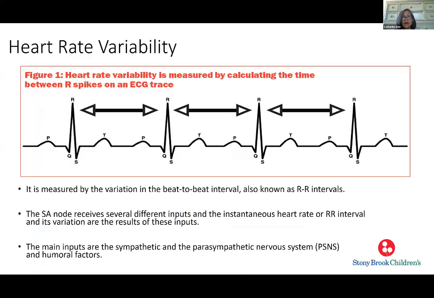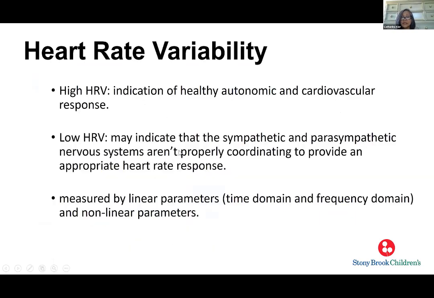Further, our sleep fellows have also looked into heart rate variability, which is measuring or calculating the time between your R spikes on your EKG tracing. And again, just to summarize, if you have a high heart rate variability, that means that you are compensating well. It's an indication of a healthy autonomic and cardiovascular response.